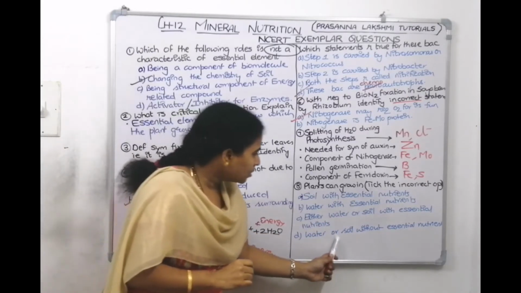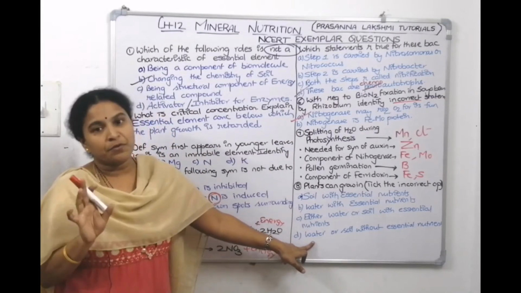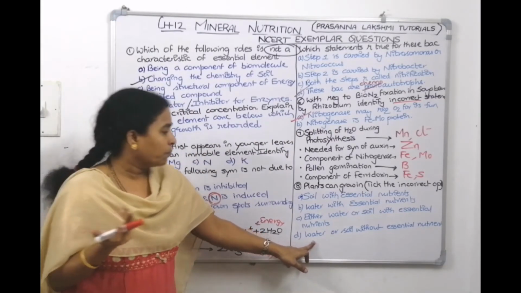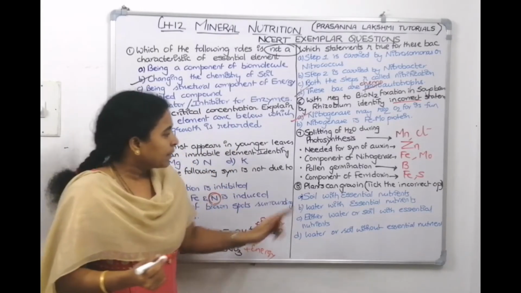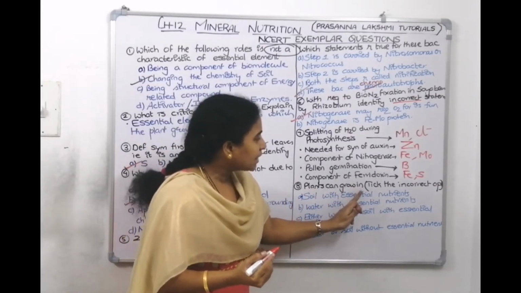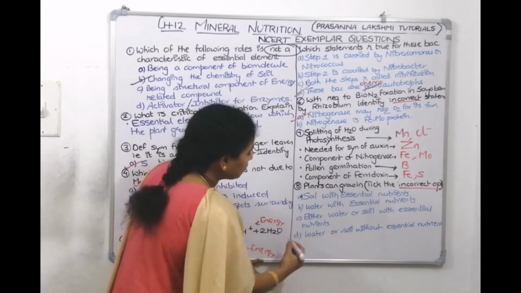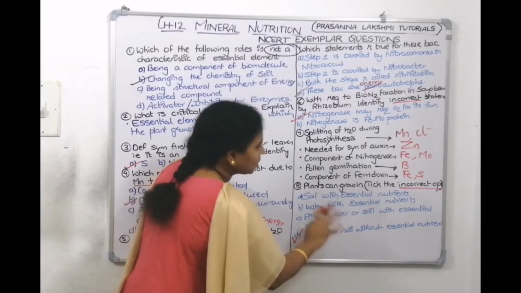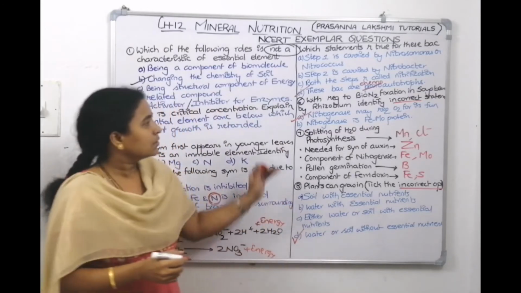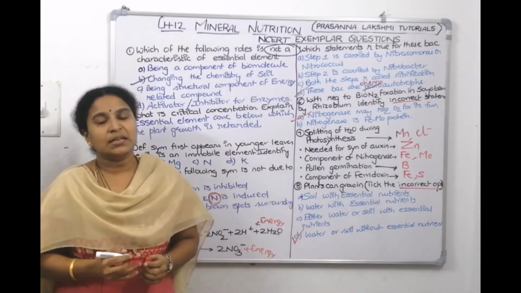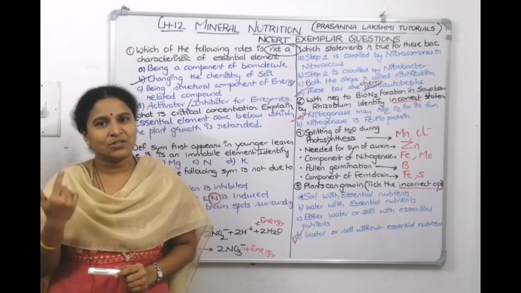Fourth option, water or soil without essential nutrients. See, in water, if nutrients are not there, plants cannot grow. In soil also, if nutrients are not there, then also plants cannot grow. They're asking us to tick the incorrect option. The incorrect option is this only. So, plants can grow in water and soil, but you have to give essential elements. They told without essential elements. So, these are the NCERT exemplar questions. Now, we will talk about the very short answers and short answers also.